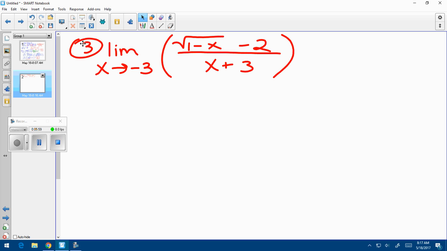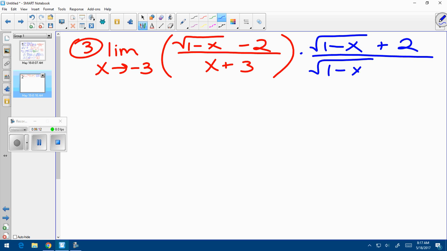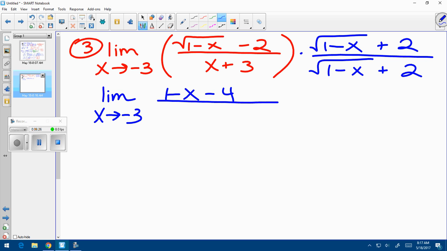So again, I think what we'll see is that this is a really similar process to the last one. So if we have that radical quantity in the numerator, multiplied by the conjugate, radical 1 minus x plus 2, we're going to do that on the top and the bottom. So take the limit as x goes to -3 of, multiply the first terms, you get 1 minus x. Multiply the last terms, you get a -4. And the bottom right now is x plus 3 times radical 1 minus x plus 2.